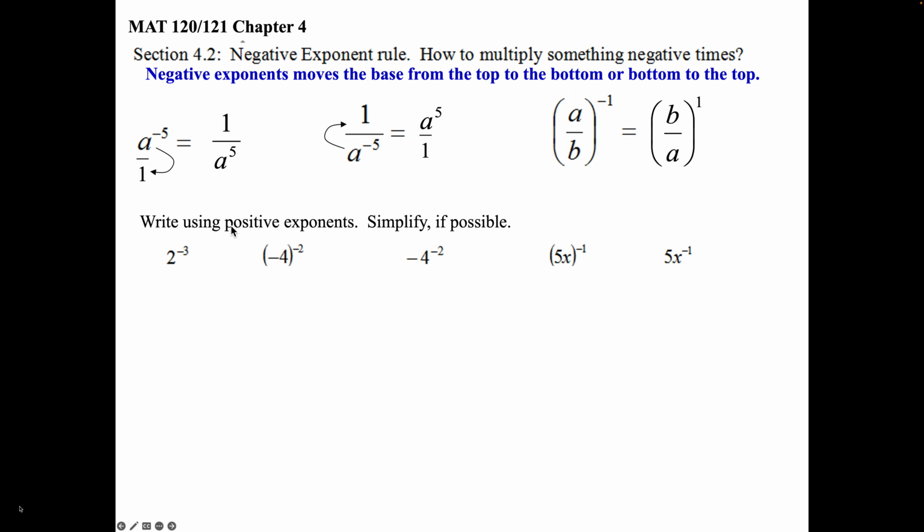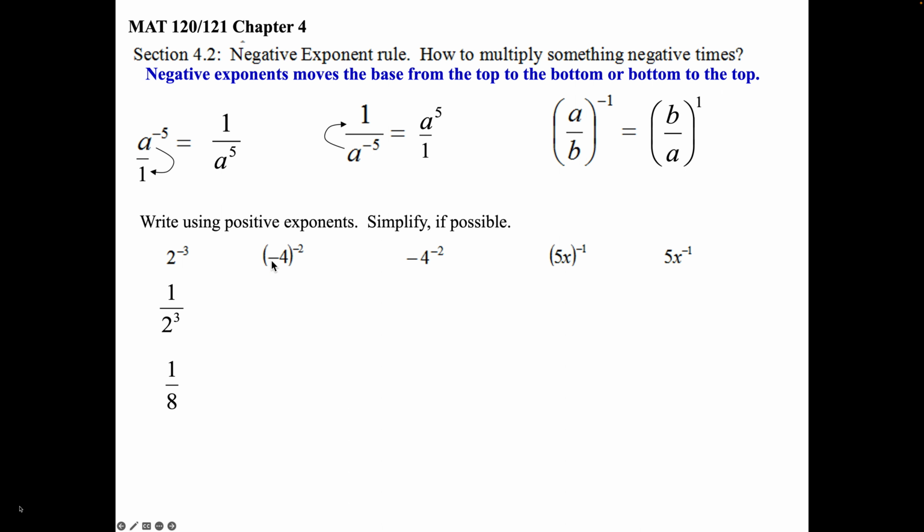All right, write using positive exponents and then simplify if possible. So 2 to the negative 3rd. First things first, write it with positive exponents. That's like this a to the negative 5th. It's going into the denominator as 2 to the positive 3. Now I can find 2 to the 3rd. We saw earlier that's an 8, so 1 over 8. This is my answer. Don't give me a decimal answer.